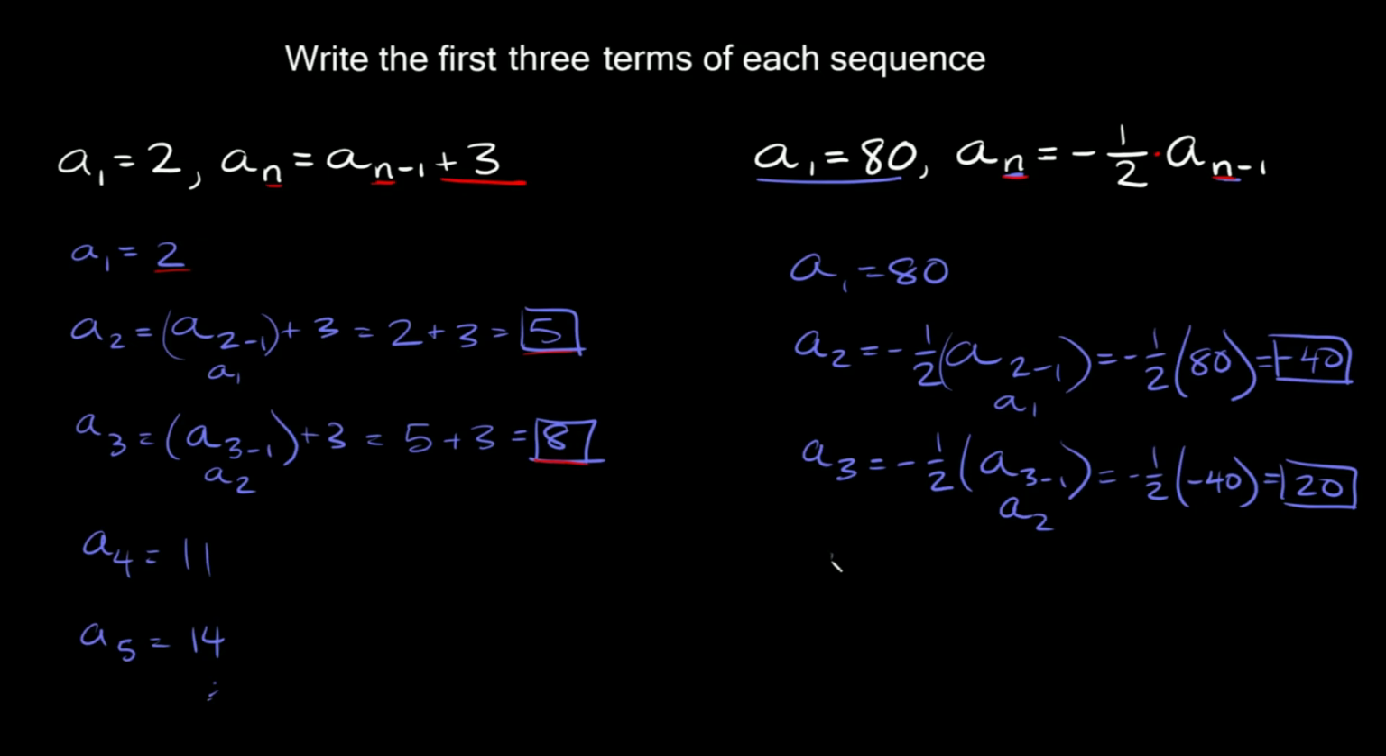Okay, now we can, same thing, find a 4, a 5 if we wanted to. Now what's the pattern here? Well, you can see that it keeps getting cut in half. So here it goes from 80 to 40 to 20. So the next ones you would expect to be 10 and 5. But the other thing is the sign is also flipping, okay? So here it's positive, here it's negative, here it's positive. So then here it would be negative, so we would have negative 10. And then here it would be positive, so it'd be positive 5. And then it would just keep flipping like that.